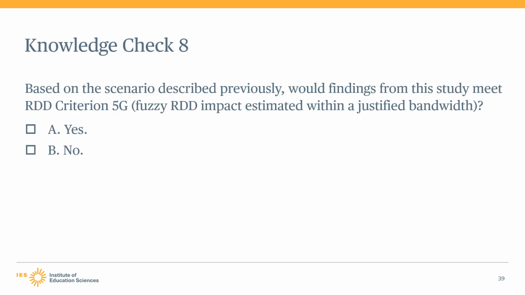Knowledge check 8. Based on the information provided for this scenario, would findings from the study meet RDD criterion 5G? Namely, is the fuzzy RDD impact estimated with a justified bandwidth? Your response options are A. Yes, or B. No. You may want to pause the video while you think about your answer.